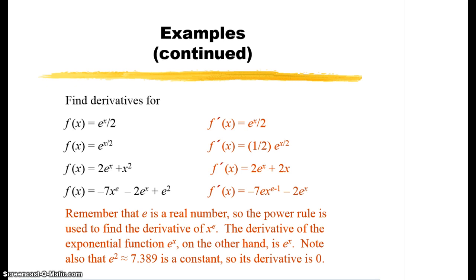And remember that e is a real number, so the power rule is used to find the derivative of x to the e, that tricky one here. The derivative of the exponential function e to the x, on the other hand, is just e to the x. Finally, the derivative of e squared, since it's a number, a constant, is 0.